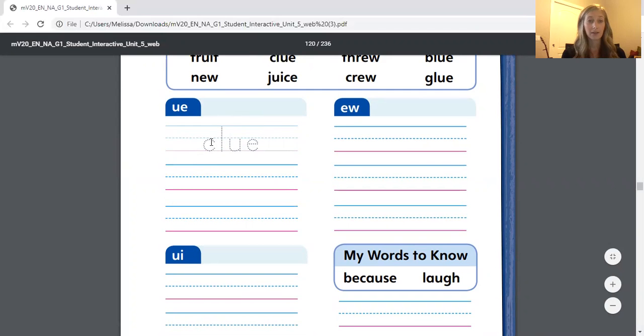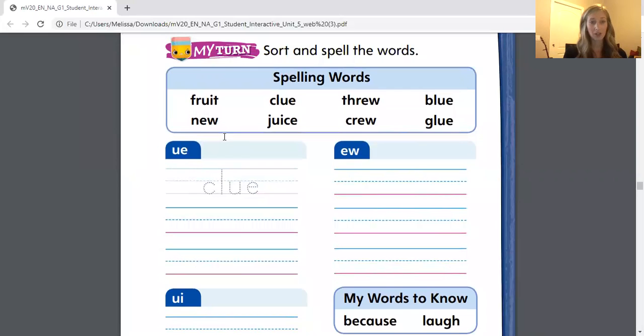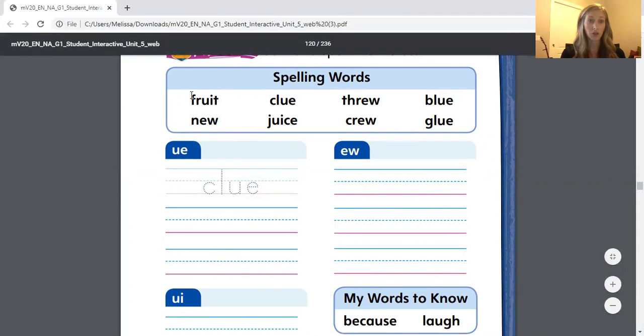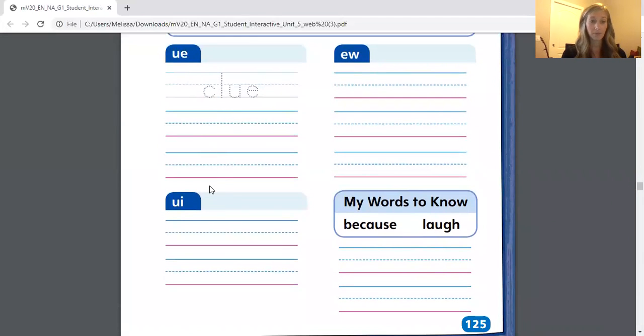And so you would write clue right here. Cross it out from your word box or circle it when you're finished. If it were me, I like to do these things in order. So I might go to the word fruit. I see fruit, and I see that the U and the I are making the OO sound. So I would write fruit in the UI section of this page.